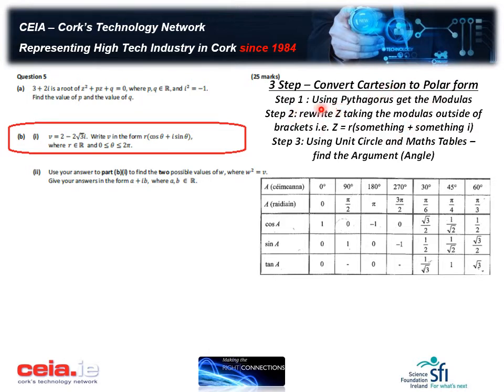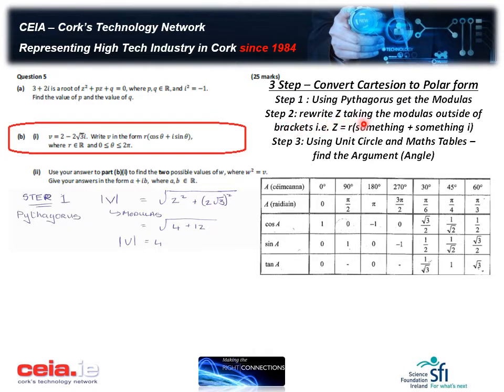Step 1 is to use Pythagoras to get the modulus of the complex number. Now, I'm not sure if I mentioned this before, but the modulus of a complex number v can often be written with a bar on either side of it. So that just denotes the modulus of the complex number. The modulus of v, where the complex number is 2 minus 2 root 3i, using Pythagoras, is the square root of 2 squared plus 2 root 3 all squared, which gives us the square root of 4 plus 12. The modulus of v is equal to 4. Step 1, done.